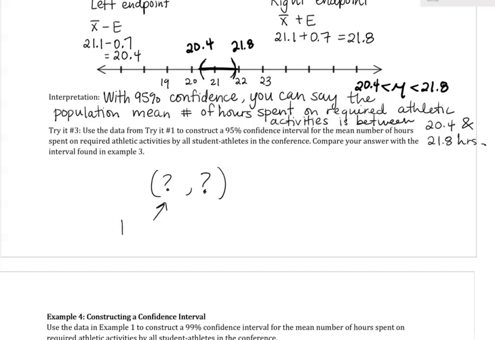The lower bound, the left endpoint, or you could say it's the lower bound of the confidence interval, and the right endpoint, or you could say that that's the upper bound of the confidence interval.